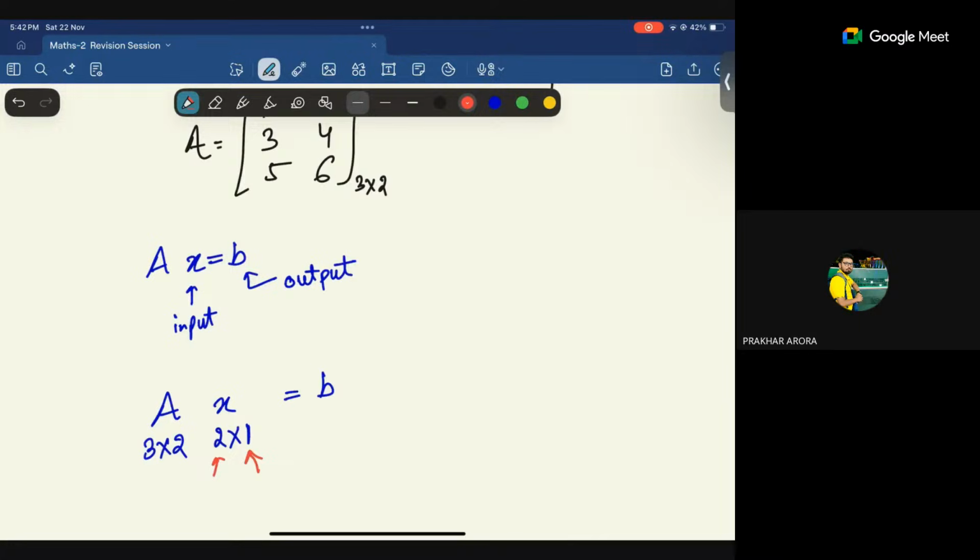Now what is important is how I got this and how I got this. I got 2 because these two numbers have to be the same for the multiplication to happen. Otherwise multiplication won't be possible. And this 1 came from the fact that x is a vector. Once you establish this, finding the size is not difficult. This is the input vector, and the output vector is going to be 3 cross 1 straight from matrix multiplication.